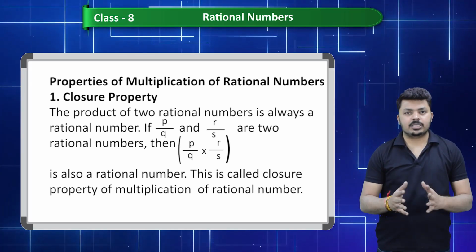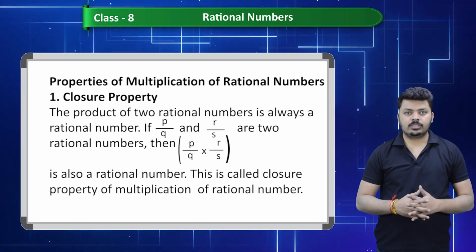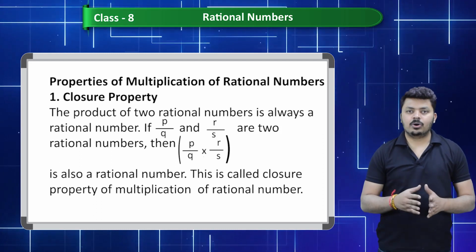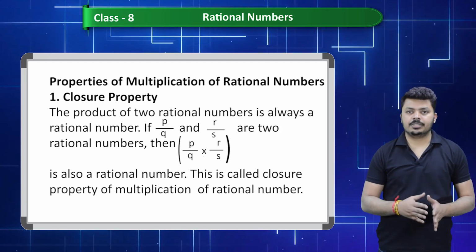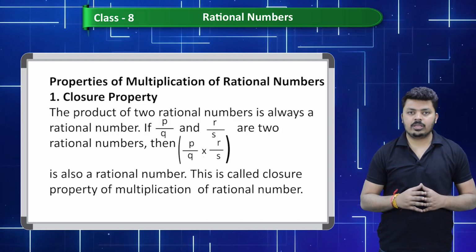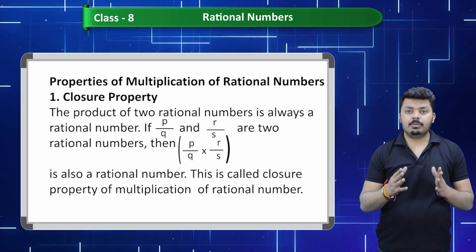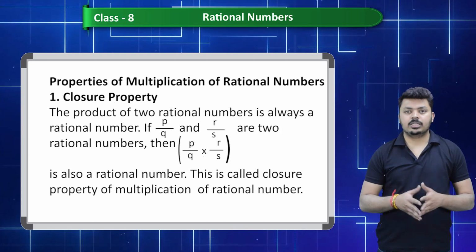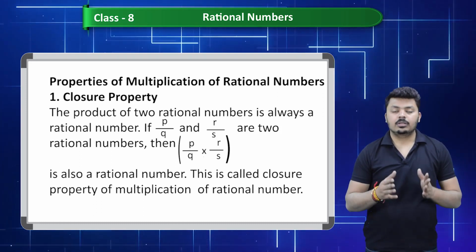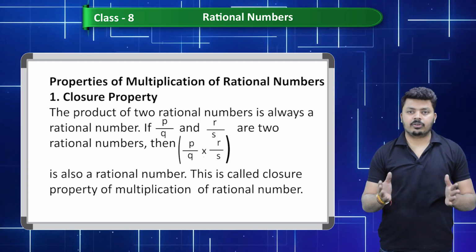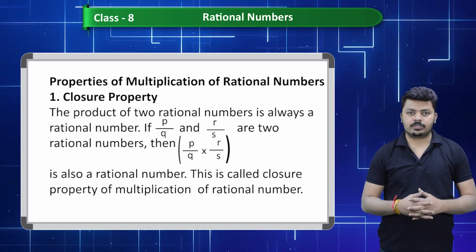Properties of multiplication of rational numbers. First, closure property. The product of two rational numbers is always a rational number. If p by q and r by s are any two rational numbers, then p by q into r by s is also a rational number. This is called closure property of multiplication of rational numbers.